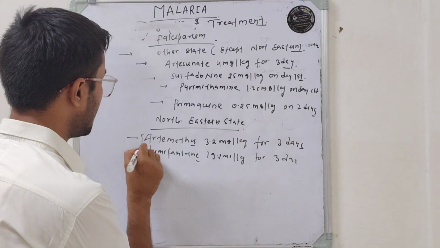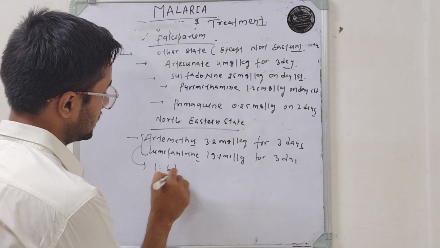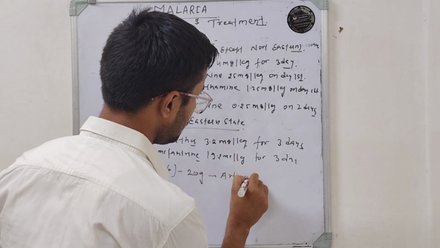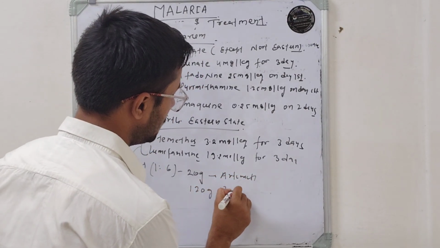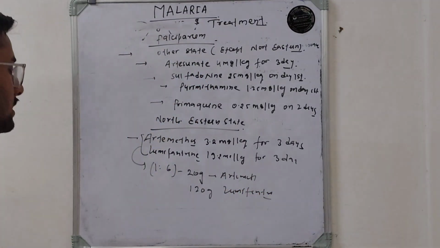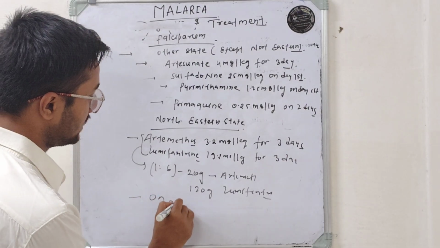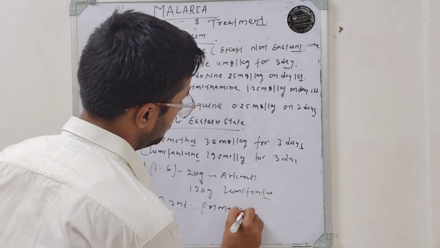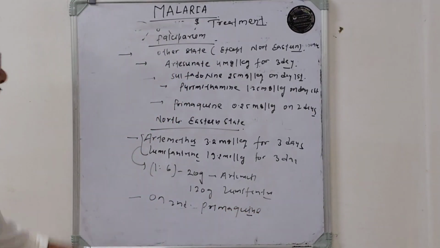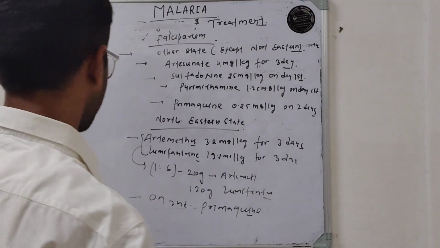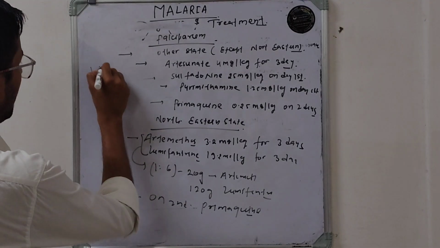Basically, these two drugs come in a combination of 1:6, I mean 20 gram artemether and 120 gram lumefantrine. Okay, along with this artemether and lumefantrine, on the second day we also give primaquine. So these are basically the regimens for the treatment of falciparum malaria in the northeastern states and the other states. And now we go to the treatment of vivax malaria.